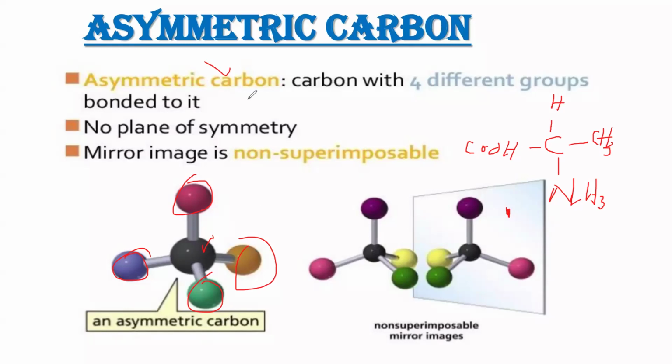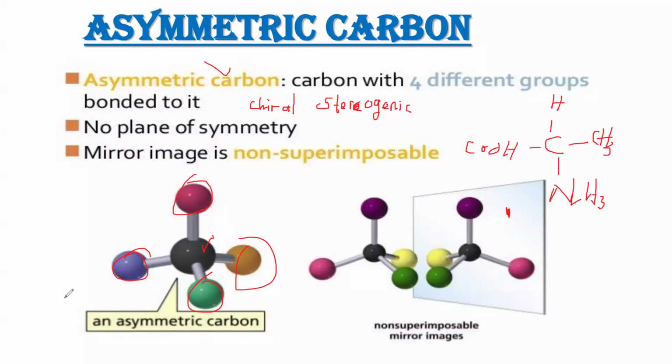And another name for this asymmetric carbon, you can also call it chiral carbon, or you can even call it stereogenic carbon. So this is also another name for this asymmetric carbon.